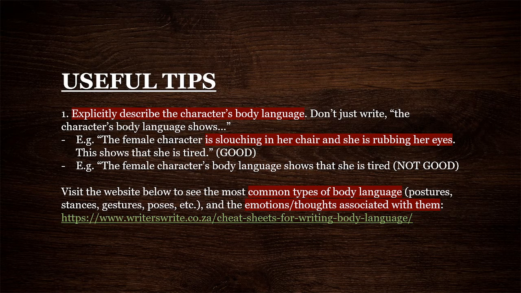So, in terms of analyzing body language, the number one thing that I don't like to see is when a student doesn't describe what the body language is, and they just say this body language shows that she is tired, or this body language shows that she is angry, but you're not really describing the body language. If she's tired, is she slouching in a chair? Is she rubbing her eyes? You have to describe the body language before you can infer something from it.